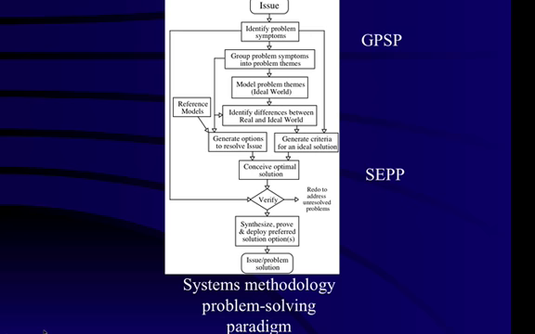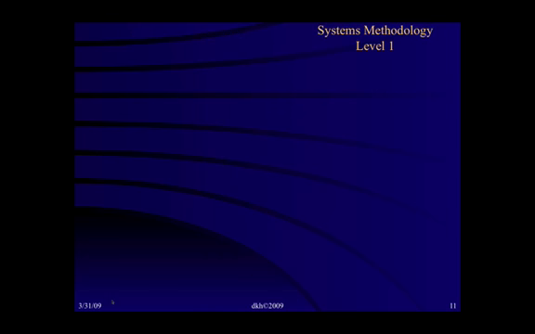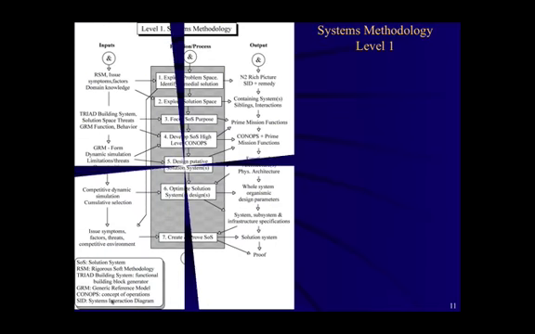It starts at the top with an issue, and it ends at the bottom with an issue or problem solution. And as you read through that from top to bottom, you can see how it's put the other two together into a coherent whole. That will form the basis of what follows. We're going into the systems methodology, level 1.